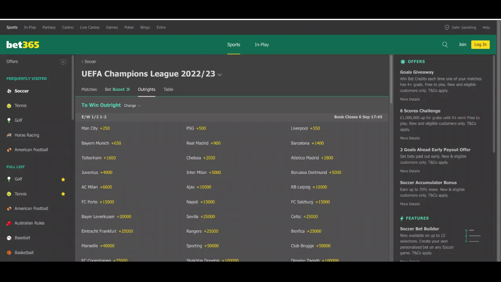Barcelona plus 1400, a little bit high for me on that. They were knocked out in the group stage last season. They've done a lot to overhaul that team. And then as you can see there, we've got Tottenham, Chelsea, Atletico Madrid, Juventus, Inter Milan, Borussia Dortmund. And to be honest, the placement of those top 6 teams there by Bet365 and other sports books really shows the strength of those teams in the Champions League.